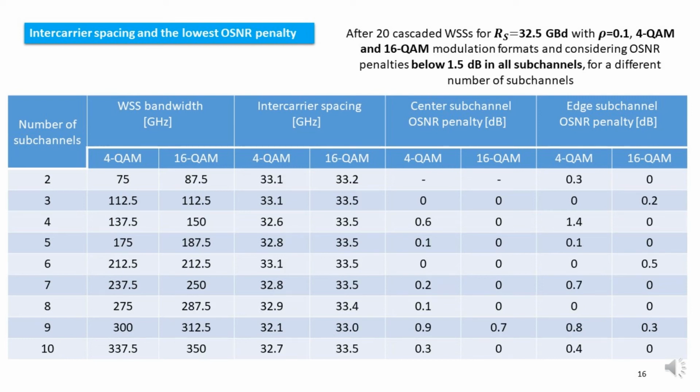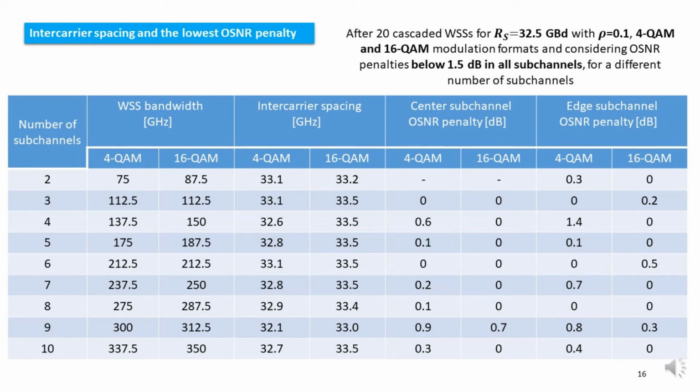This other table shows the results for a symbol rate of 32.5 gigabaud. We have the same columns as in the previous table. With this increase in the symbol rate, the bandwidth increases for the superchannels. For those with 8, 9, and 10 subchannels, the increase is by 3 frequency slots.